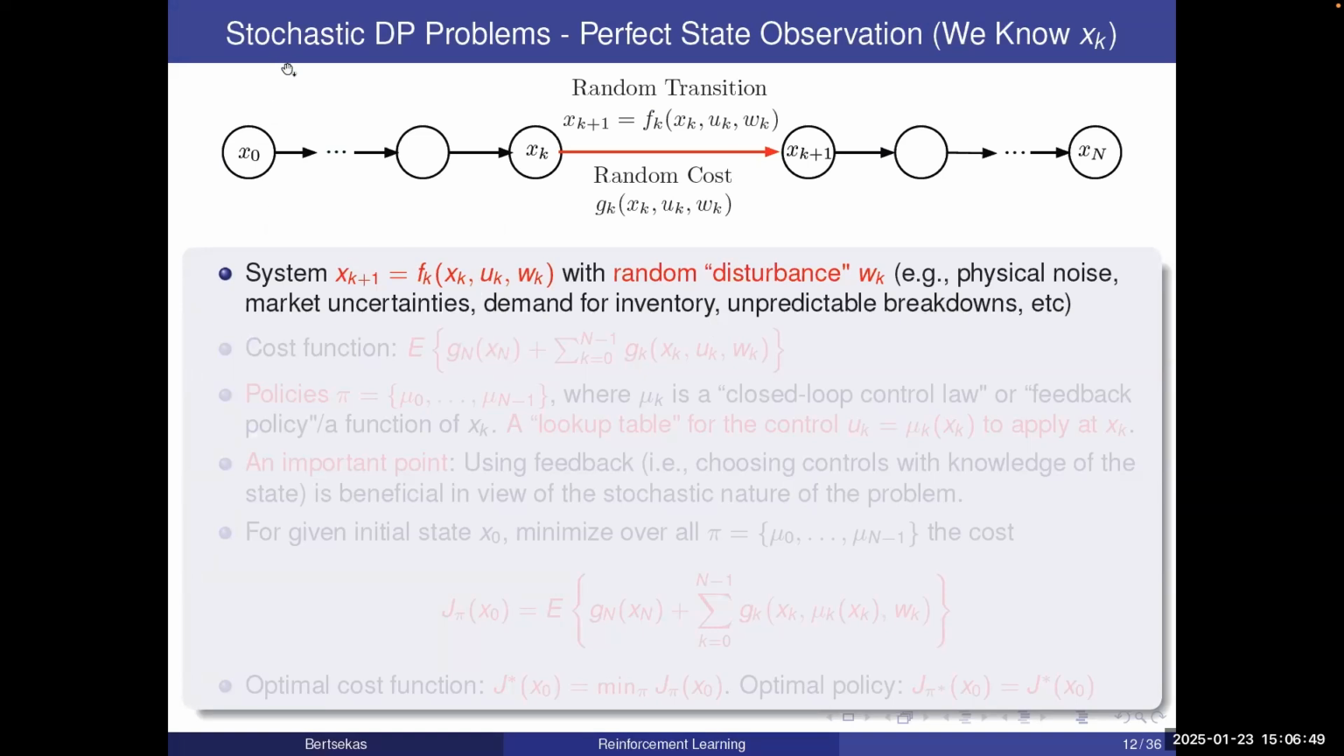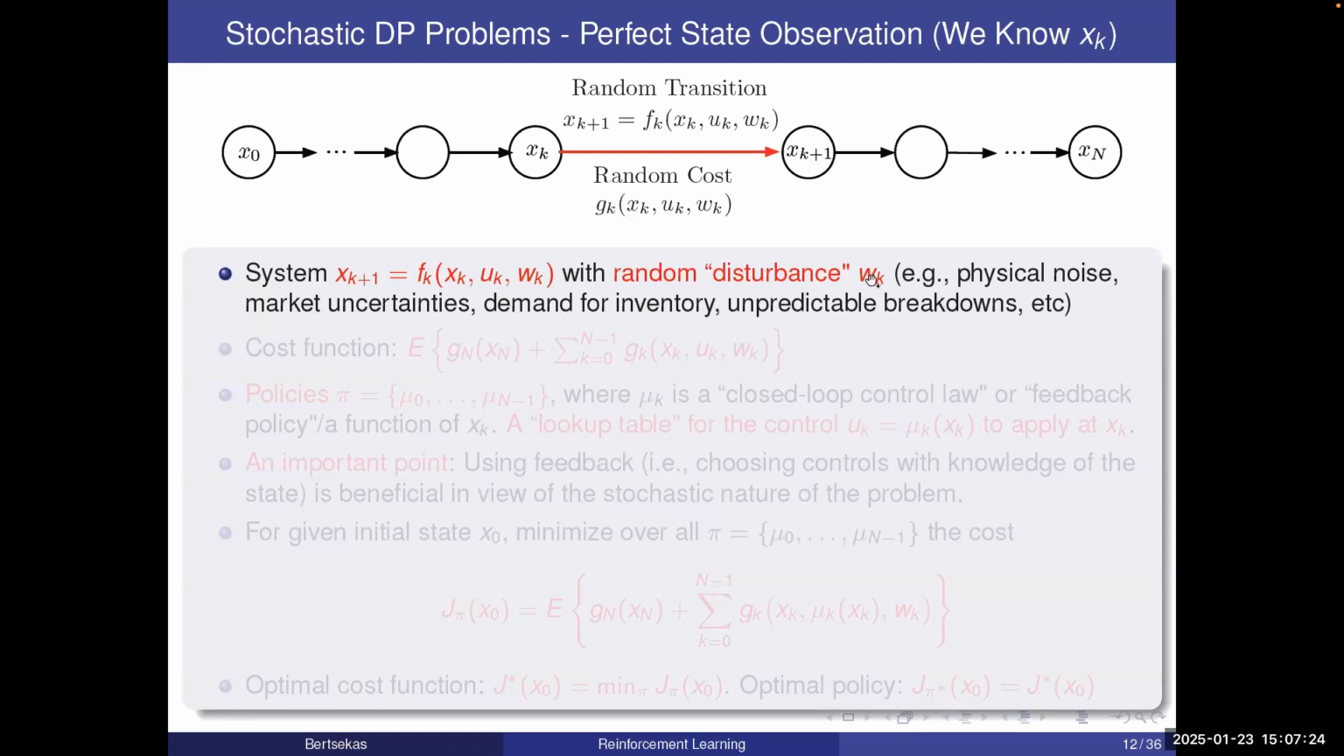Okay, so we similarly have a dynamic system that evolves over n stages. The states are called xk at stage k. The controls again are called uk, but there's also some uncertainty in the system equation. So given xk and uk, xk plus 1 is not fully predictable. It's random, and its randomness is controlled by this random quantity wk. We call it disturbance. So that's the system equation.